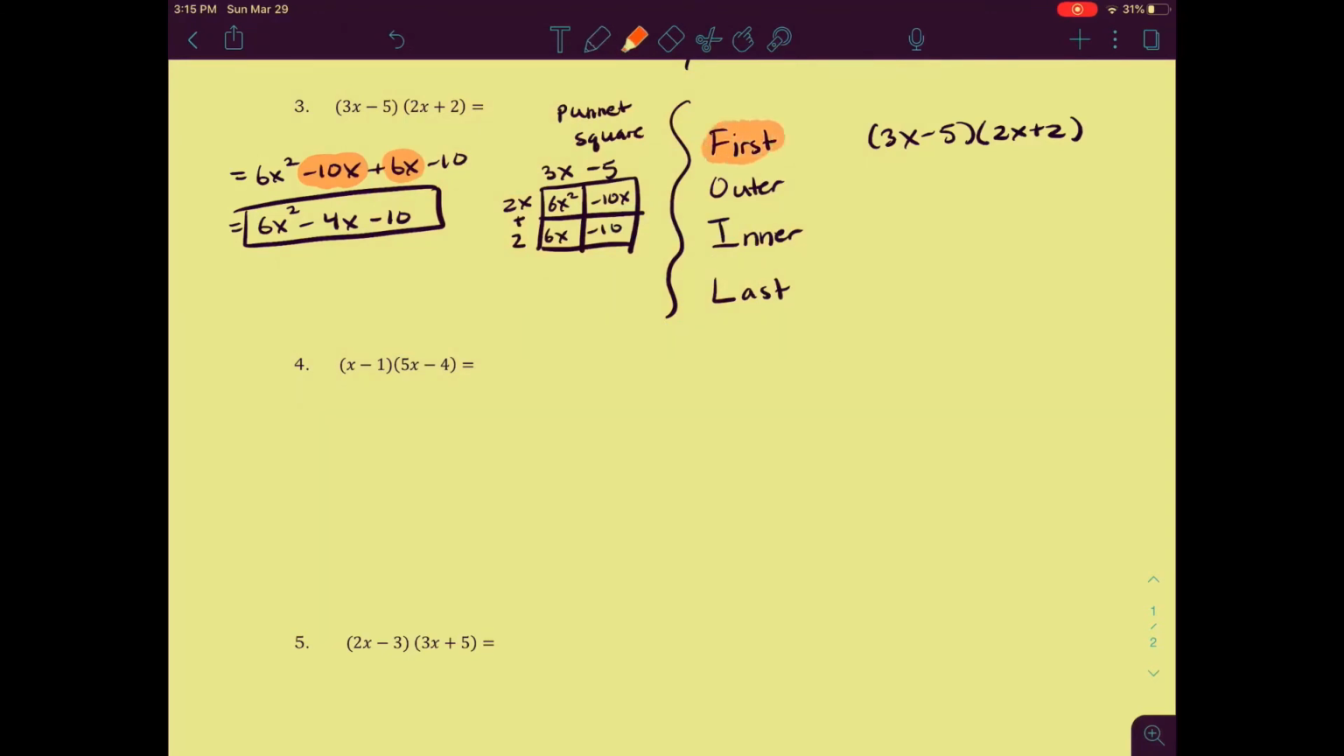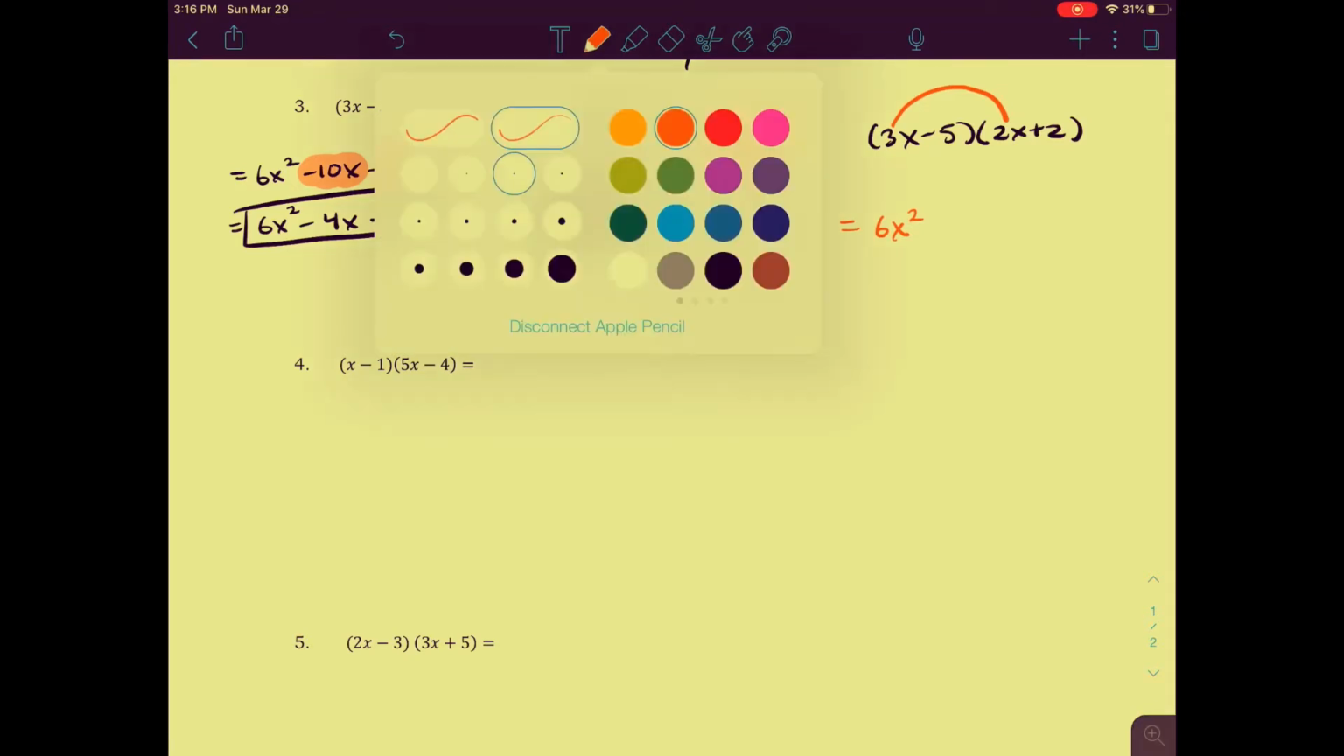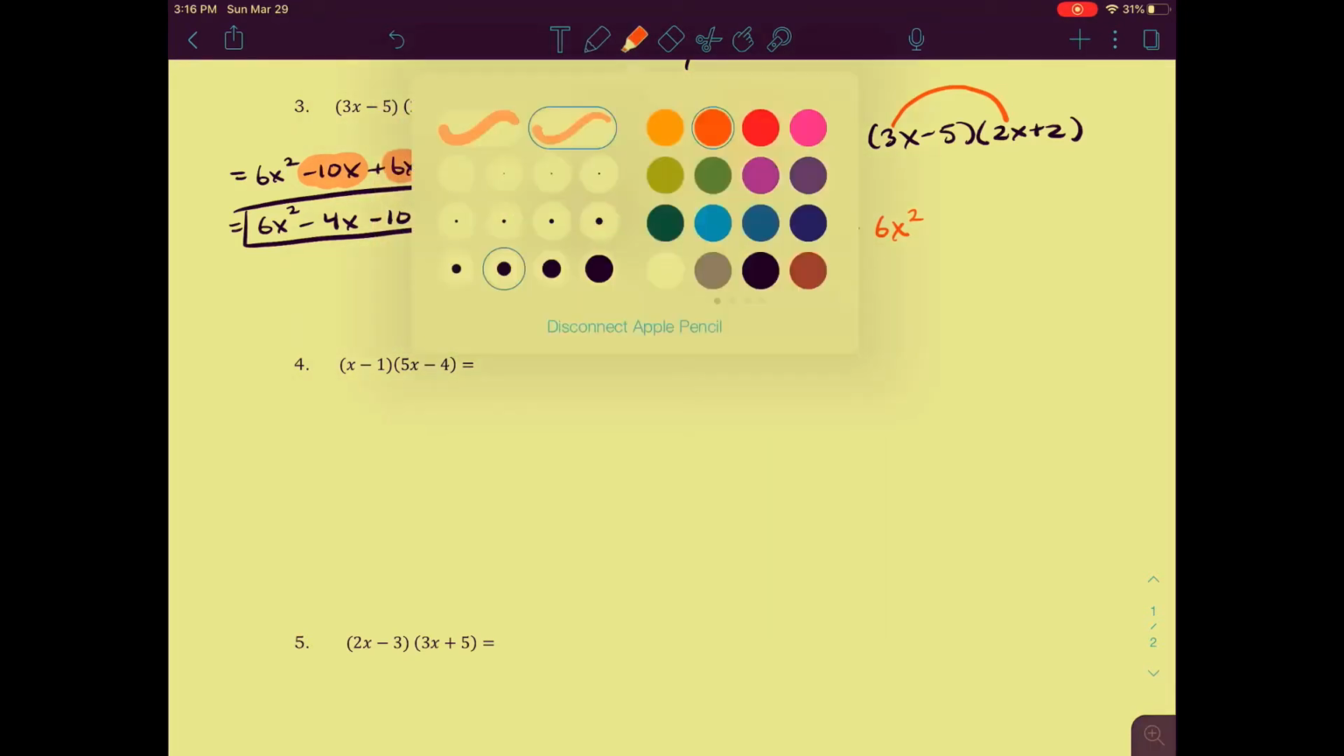So the first word here, right, is first, and all that means is we're going to multiply the first term of each binomial. So in this case, 3x is the first term of that binomial, 2x is the first term of the second binomial. We're going to multiply the first terms of each binomial. 3x times 2x gives me 6x squared.